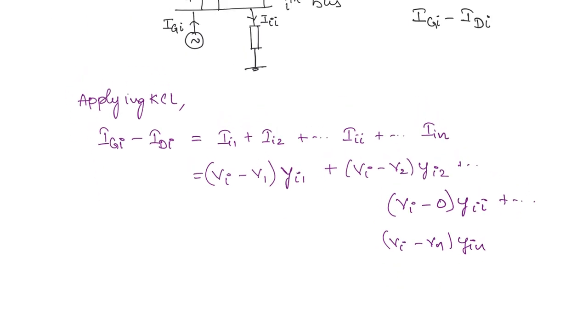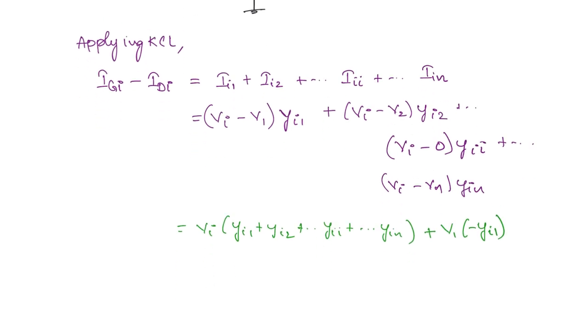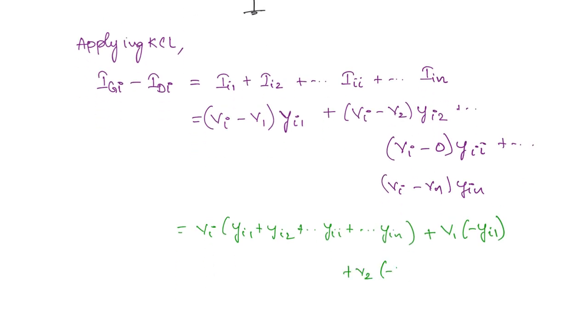So if you take Vi common here, what you are going to get? Vi into yi1 plus yi2 plus so on till yii will also be present, so on till yin. Okay, and the rest of the terms, you can write plus V1 into minus yi1, because minus yi1 is the element of the admittance matrix, capital Yi1, right? So we are writing like this, V2 into minus yi2, so until here you are not going to get Vi, right?